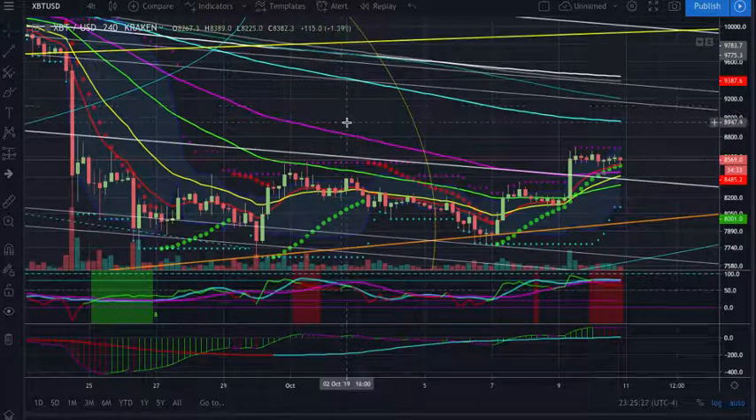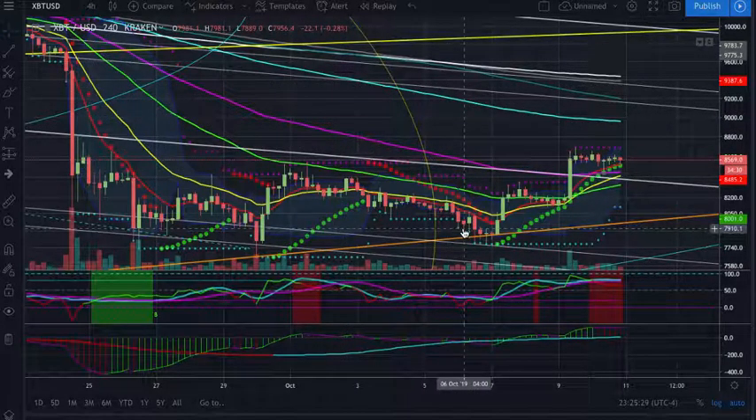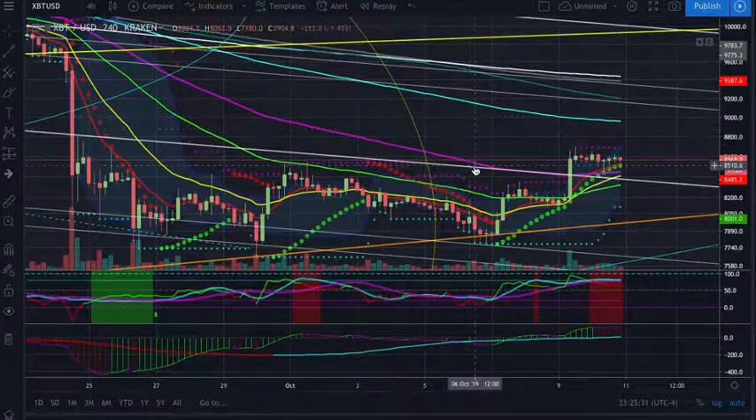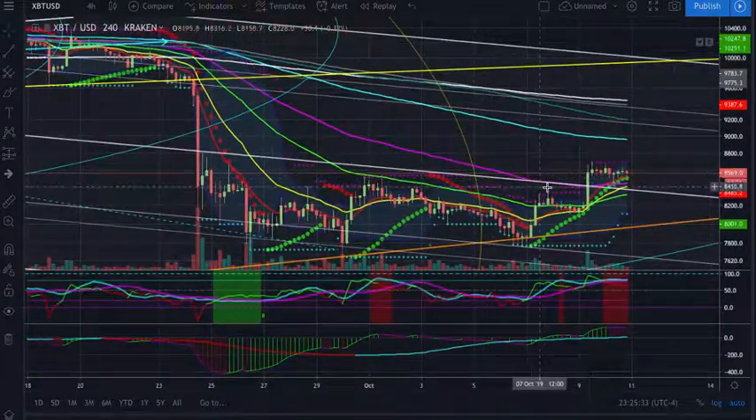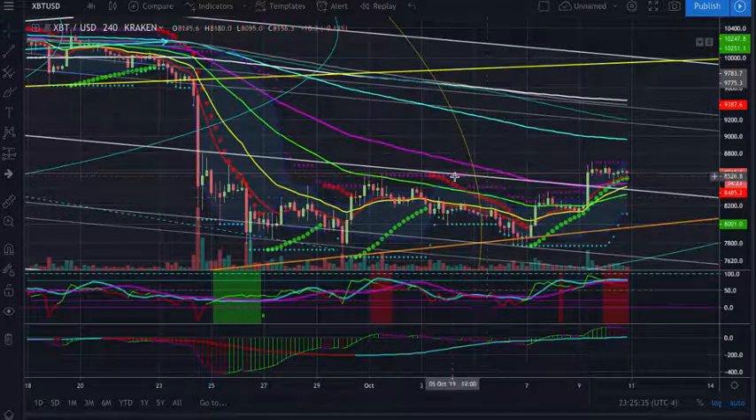Well, there you have it, guys. That's Crypto Trend Trader, Bitcoin chart on the 4-hour, daily, and weekly. Looking for a little more of an idea for a trending trade rather than just trading all these little chop moves.